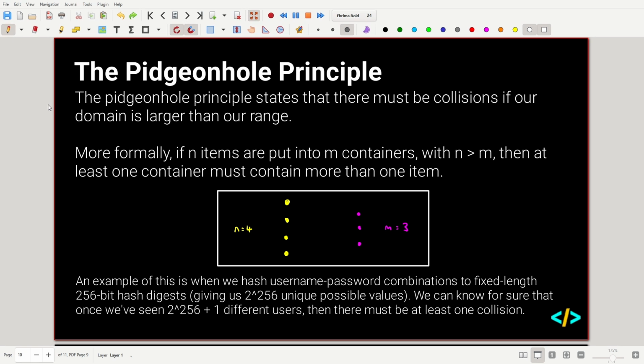Got a question. Is it possible for n to be equal to m? Can anyone in chat tell me, would it be possible for us to have a collision if n is equal to m? And would it be guaranteed for us to have a collision if n is equal to m? So if we have the same number of inputs and the same number of outputs.